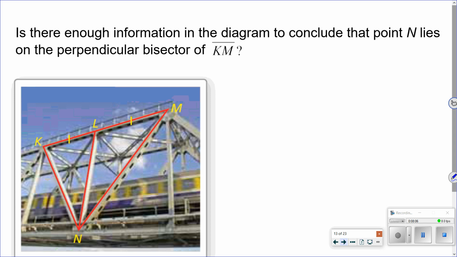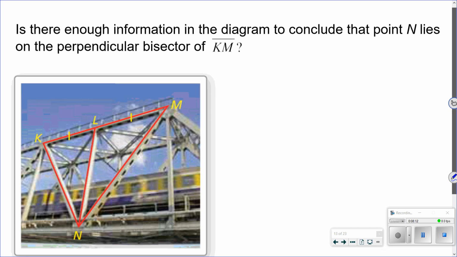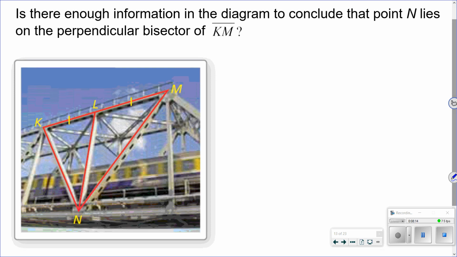So this one says, is there enough information in the diagram to conclude that N lies on the perpendicular bisector? So we need to look at this and say, is this segment the perpendicular bisector? You can see it is a bisector. It cuts that in half. We don't know, though, what that angle is, so we can't tell if it's 90 degrees. The only other option I'd have is if I knew that this segment, I'll outline it in a different color, we'll do black.